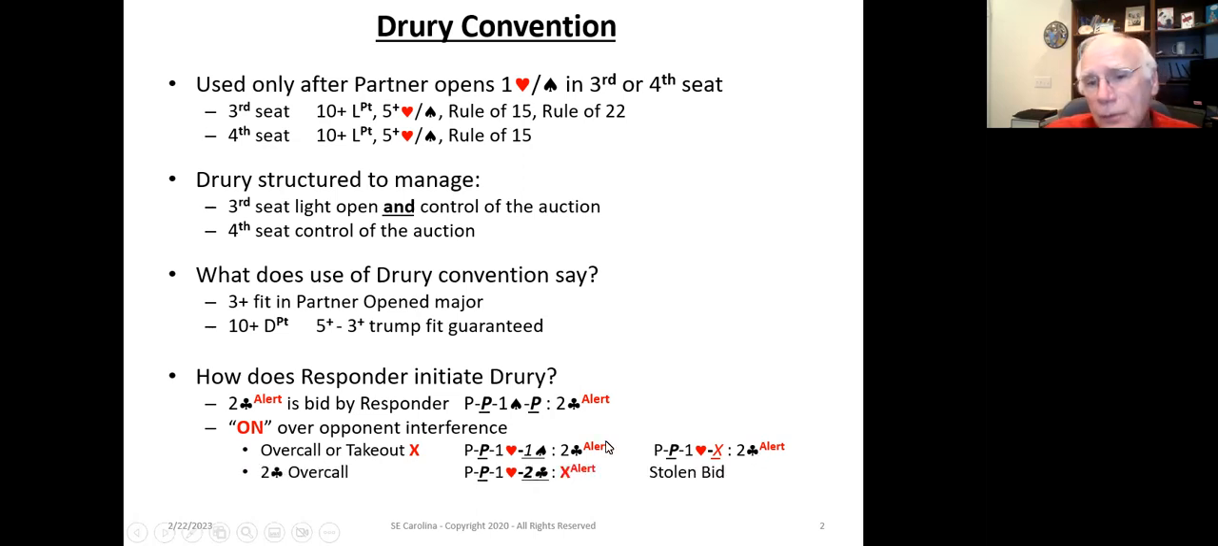Now, one unusual situation that occurs is when the opponent makes a two club overcall. So we see here that your partner opened one heart, and then the opponent bid two clubs. Well, you can still initiate Drury by doubling. In this case, this is an artificial bid, needs to be alerted, and this is called a stolen bid. So this actually gets used throughout the bidding system. It says, hey, I was going to bid two clubs, but this goober over here to my right bid two clubs, and I'm going to double him to tell you that I actually have 3 plus hearts and 10 plus points.